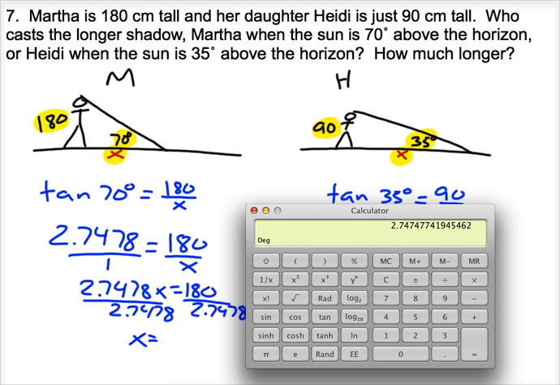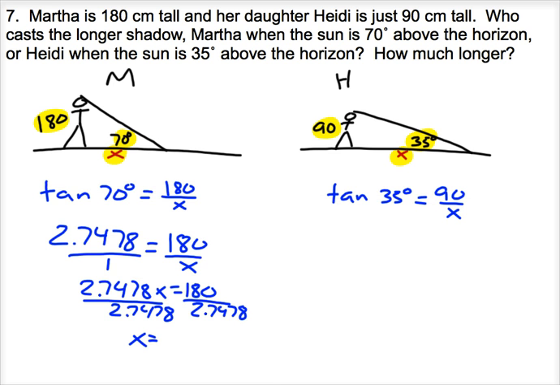So let's see, I'm taking 180, dividing by 2.7478, and getting an answer, we'll round to the nearest tenth, 65.5. So I can come back up here, her shadow then is 65.5 centimeters. And now figuring out the shadow for Heidi.